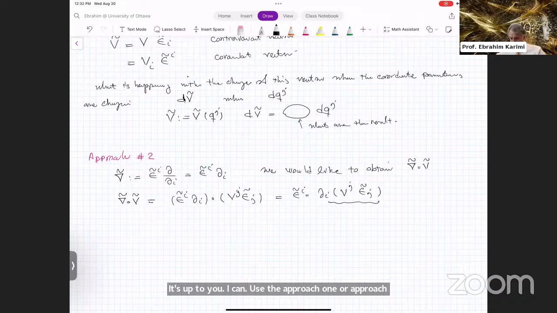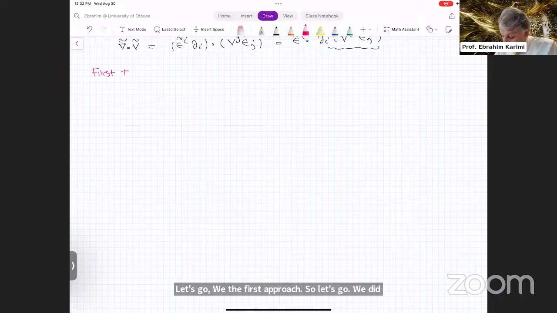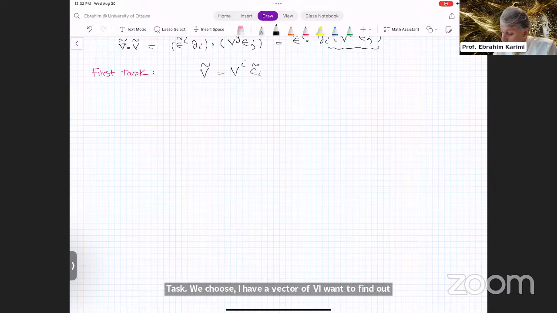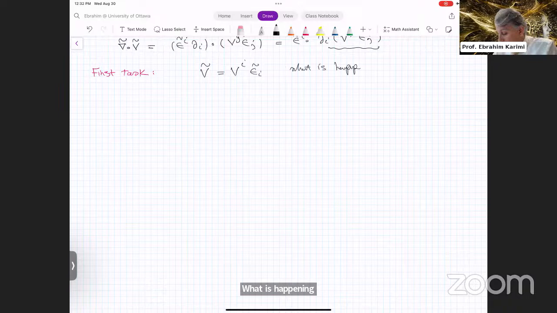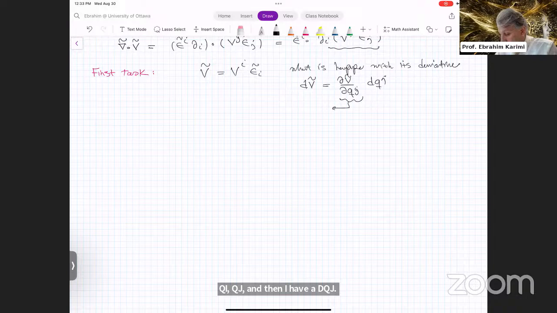Let's go with the first approach. So let's go with the first task, which is I have a vector V. I want to find out what is happening with its derivative. Okay, so indeed, I want to understand what is going on with the dV. And definitely, if I calculate the dV, the result of this will be the derivative of V with respect to QJ, and then I have a dQJ. That will be the result. So my goal is finding out this term, which is the derivative of V with respect to QJ.